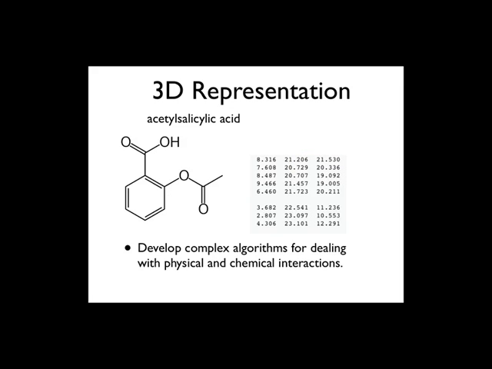If you want to take this a step further and represent it in 3 dimensions, you need the 3-dimensional coordinates. In many cases, you can get those, and you see them as x, y, z coordinates listed over here. So now you can couple that with your labeling of the vertices and the connectivity between them, and you can use that to do complex algorithms for dealing with chemical and physical interactions now that you know where they're all sitting in 3-dimensional space.